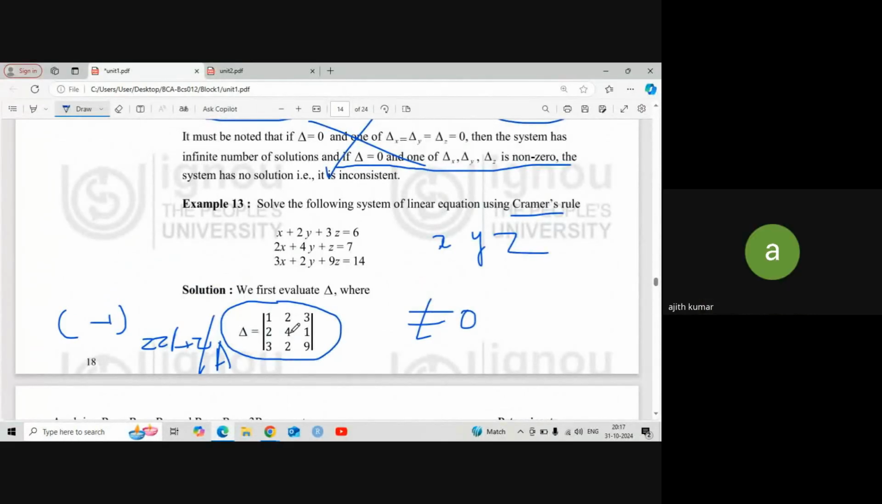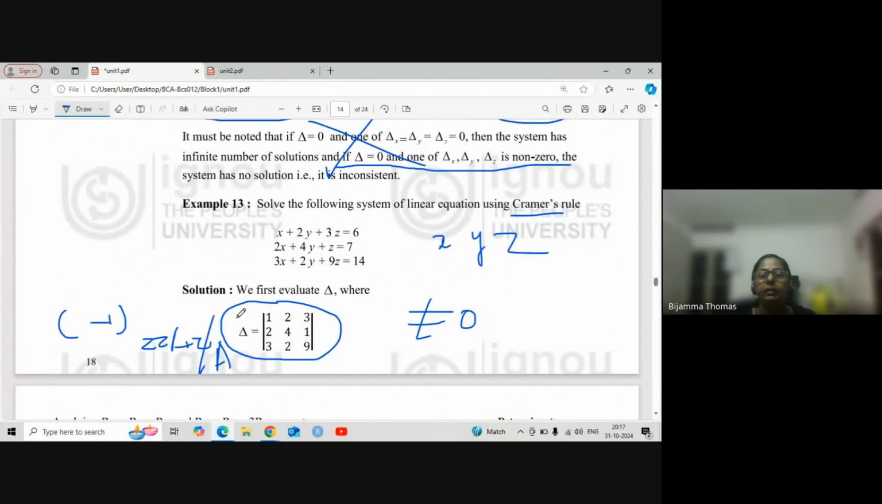Yes, ma'am. Now first write the problem: solve the following system of linear equations using Cramer's rule. This is a very simple method. You practice it, then you will find it so easy to do the problem very fast. Is it clear? Yes, ma'am. Now write the question and identify the value of delta.